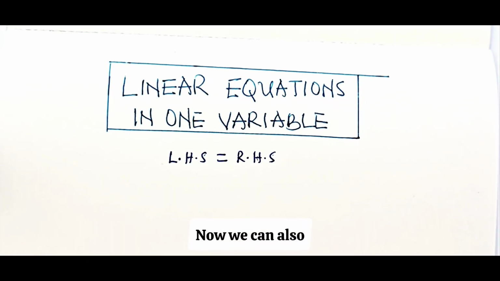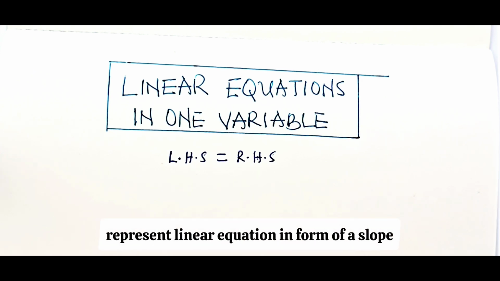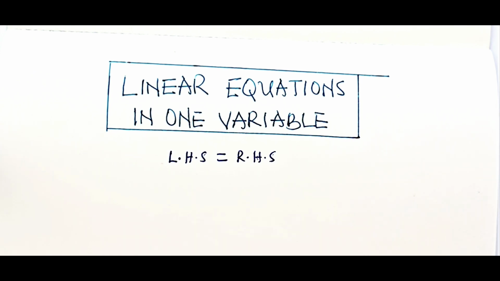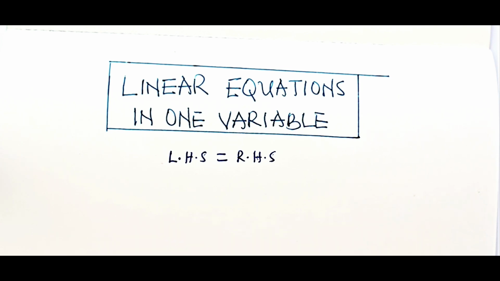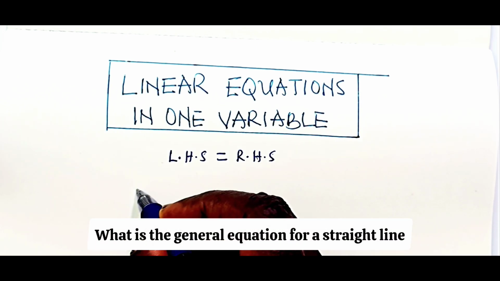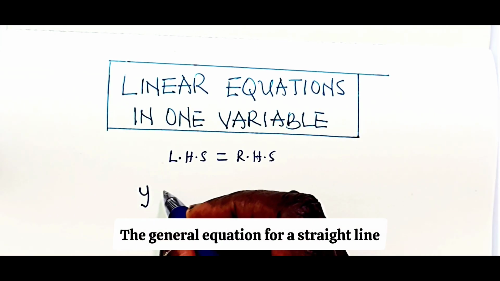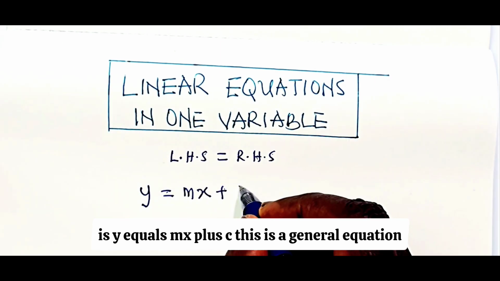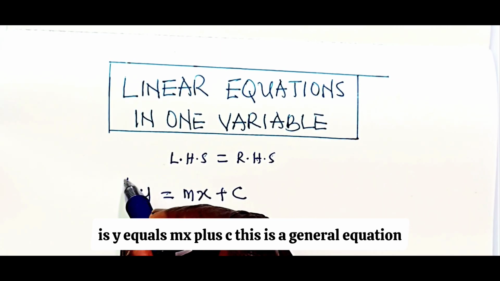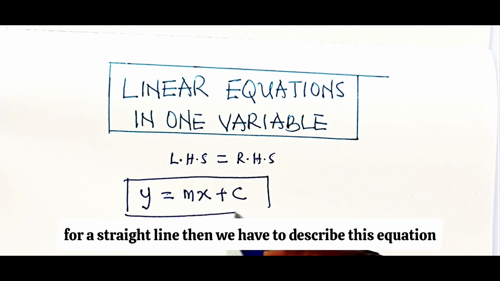Now, we can also represent a linear equation in the form of a slope. In that way, we have to think about the general equation of a straight line. What is the general equation for a straight line? The general equation for a straight line is y equals mx plus c.